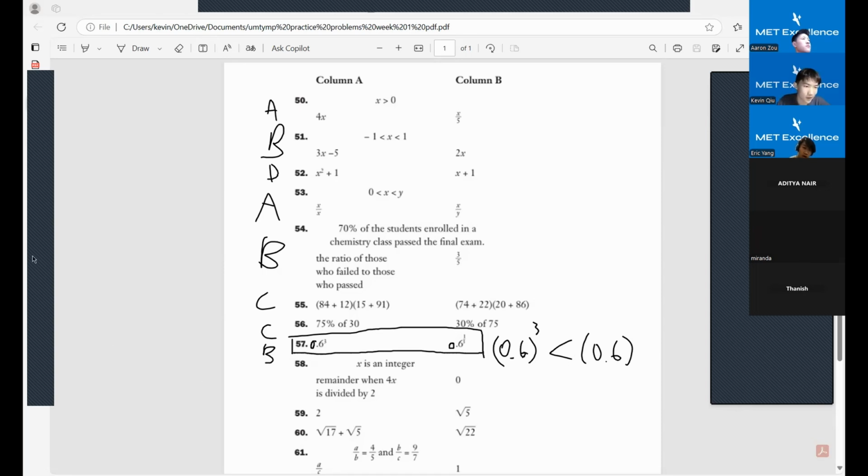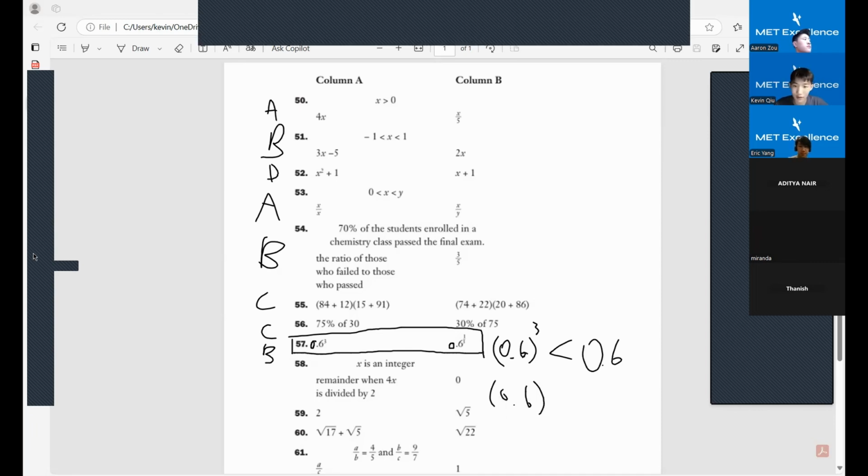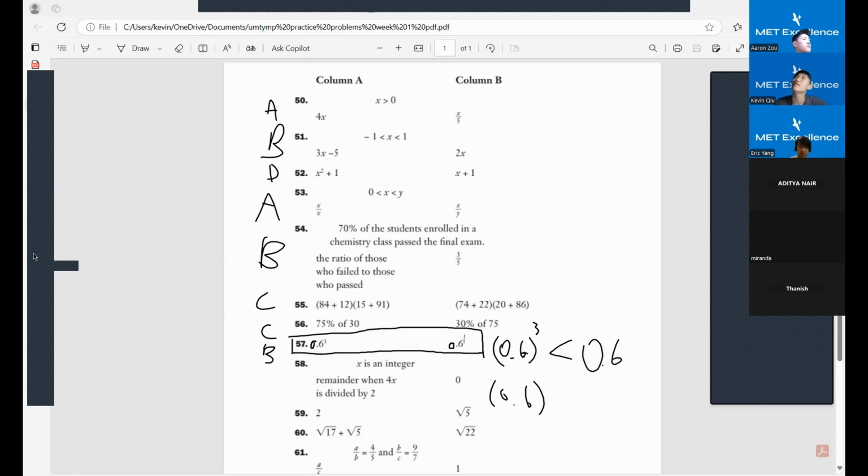Just 0.6. And then also raising it to a negative power or a power less than 1 will make it bigger. So 0.6 to the 1/3 is greater than 0.6. And because of this, we just know that 0.6 to the 1/3 power is greater than 0.6 cubed, because one is greater than 0.6 and another one is less. So the answer here would be B.